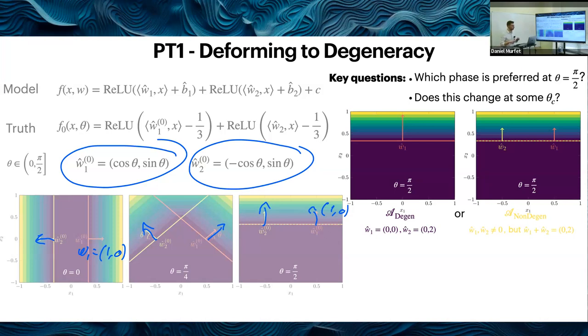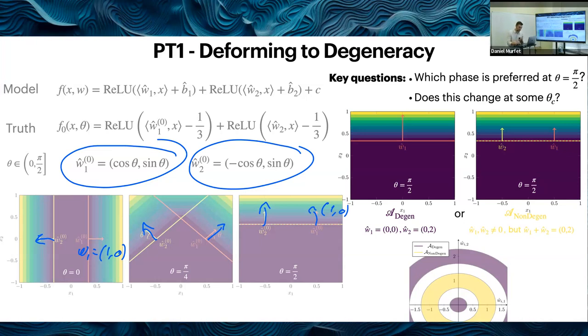Yeah, makes sense. Cool. So yes, these are our two key questions, and so we can depict this on our W plane by looking at the magnitude of the two nodes. And so we can say, well, the non-degenerate phase would suggest that the two nodes have a magnitude. They're going to start by having a magnitude of one, just like here.